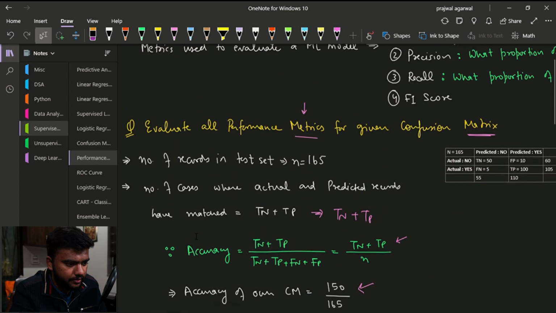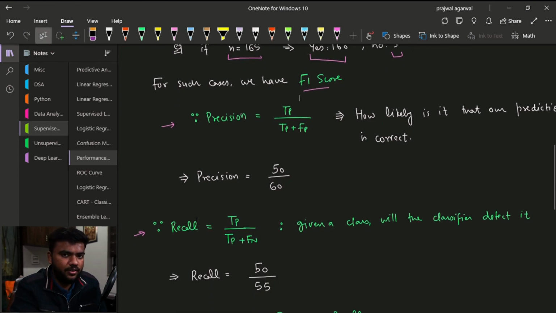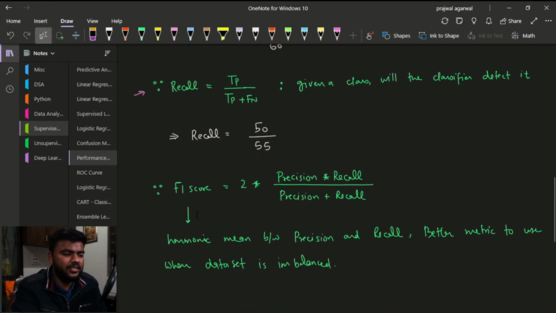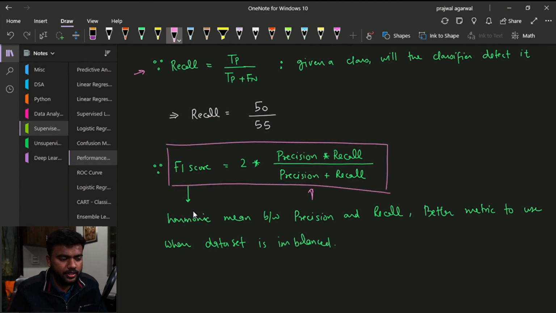So where were we? We were talking about the F1 score. To calculate the F1 score we had to calculate precision and recall. Since we now have precision and recall, the F1 score is just the harmonic mean of precision and recall. So this is the F1 score: 2 into precision into recall divided by precision plus recall. The F1 score is a much better metric as compared to accuracy to evaluate the performance of a particular model. So this was about the performance metrics.